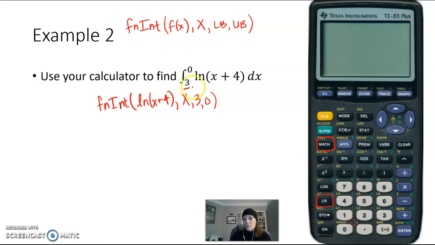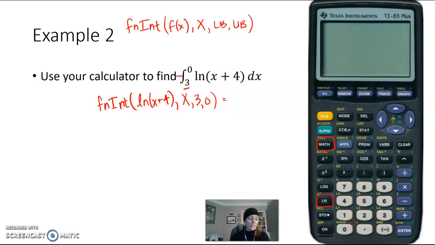So you can switch the order of the lower bound and the upper bound so long as you put the negative in front of the integral. But I'm just going to leave it the way that it's written because the less math I do by hand, the less room there is for error.